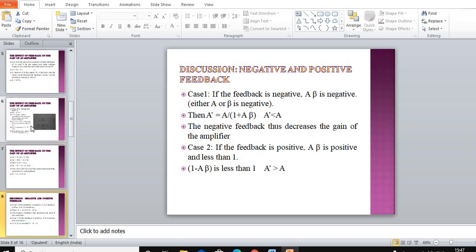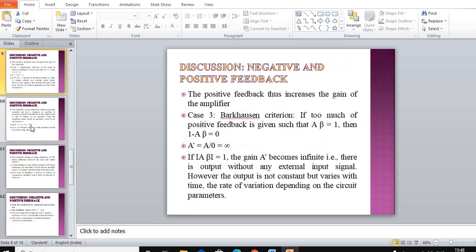Discussion: negative and positive feedback. Case 1. If the feedback is negative, A beta is negative, then A prime equal to A divided by 1 plus A beta. So A prime is less than A. The negative feedback thus decreases the gain of the amplifier. Case 2. If the feedback is positive, A beta is positive and less than 1. 1 minus A beta is less than 1. So A prime is greater than A. The positive feedback thus increases the gain of the amplifier.